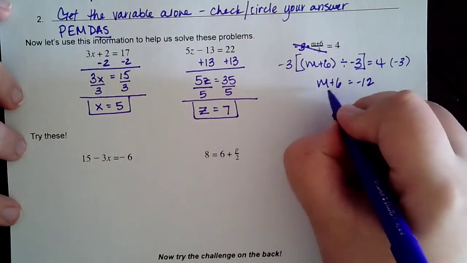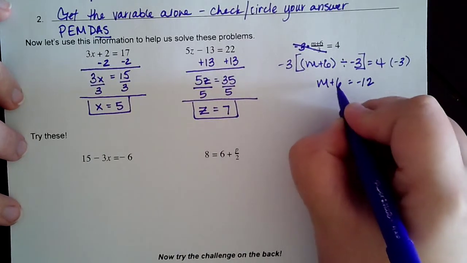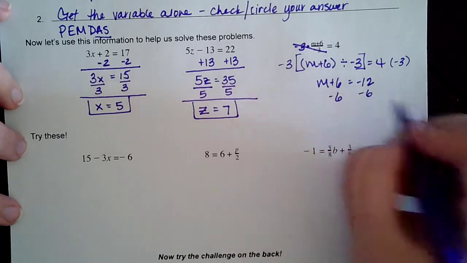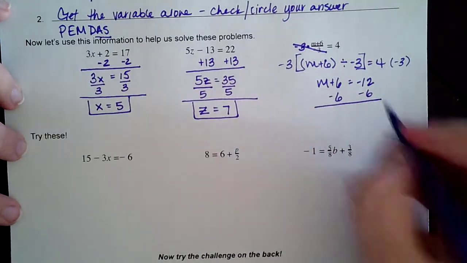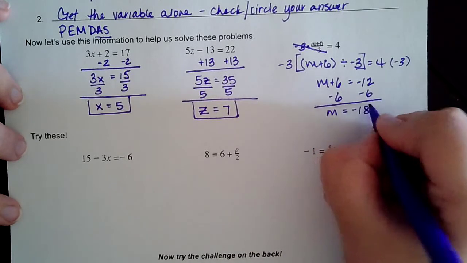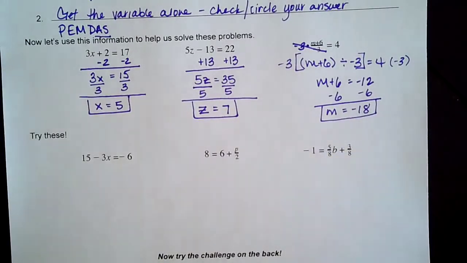Let's keep going then. Now that I've gotten rid of that negative 3, the next closest number is that positive 6. I'm going to subtract over. I isolated my m, and I get negative 18.